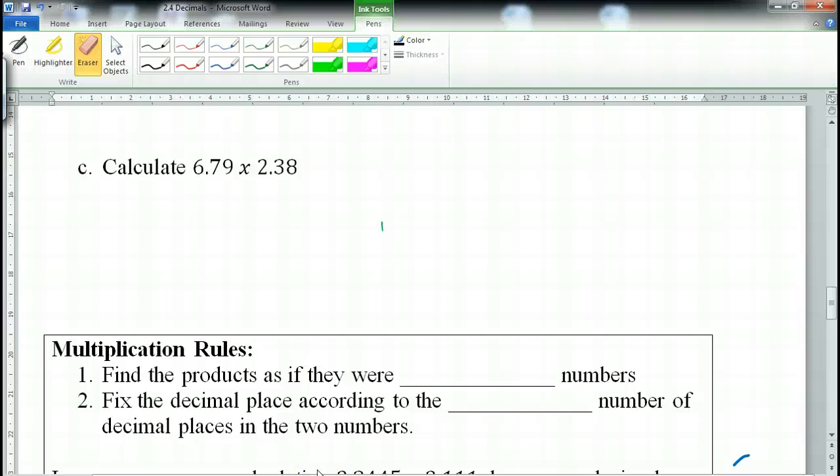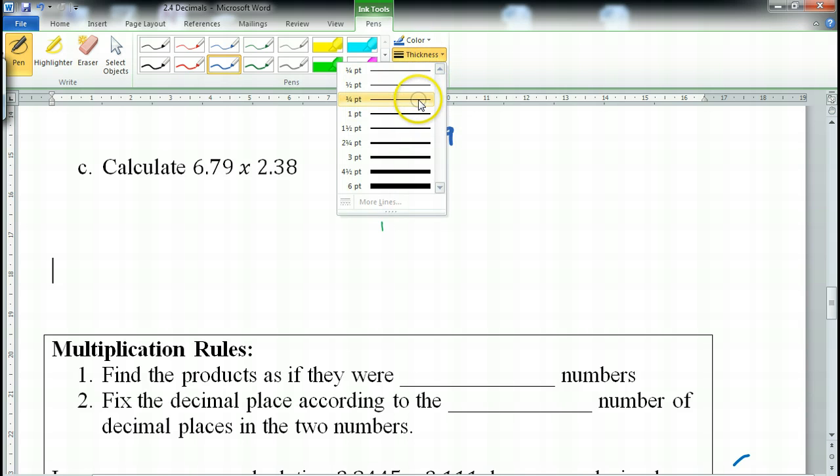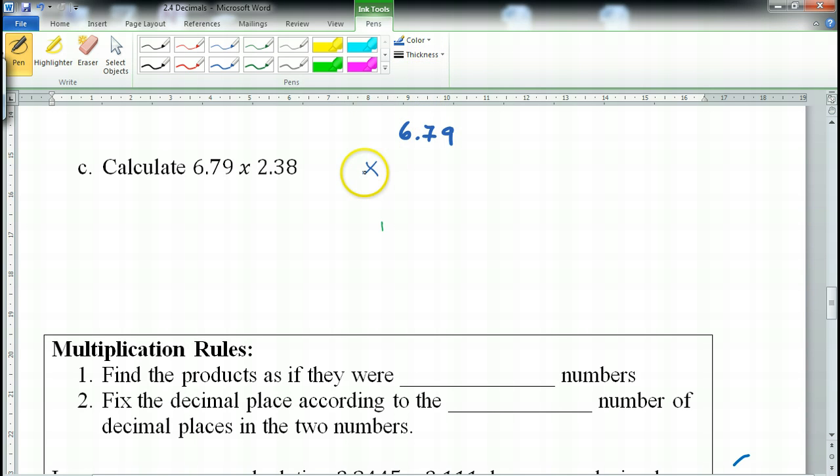Multiplying decimals is very similar to multiplying whole numbers. So let's just get right into it. I have 6.79, I'm going to change the thickness a little bit here, times 2.38. So I'm going to do this the same way I do whole numbers. I'm going to ignore the decimals for now.